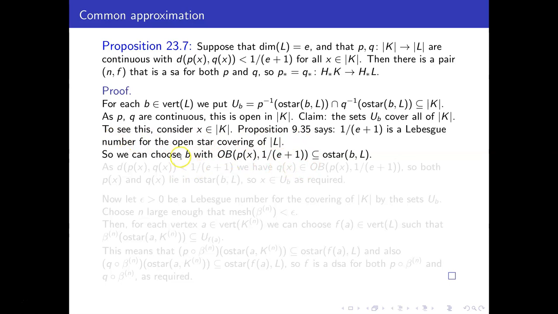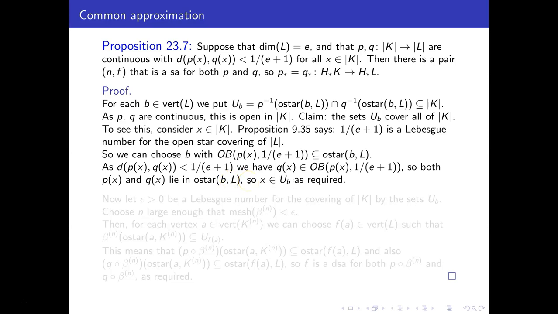So we can choose some point B with the property that the open ball around Px of radius 1 over E plus 1 is contained in that open star of B. Okay, so in particular, the point Px, of course, lies in this ball, so it lies in the open star. But also, we've got this hypothesis that the distance between Px and Qx is always less than 1 over E plus 1. So that means that Qx lies in this open ball, and so this point Qx also lies in the open star of B. So both Px and Qx lie in the open star of B, and so by looking back to the definition of UB, we see that X is a point in UB.